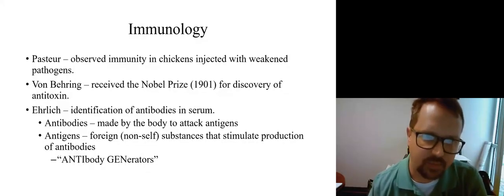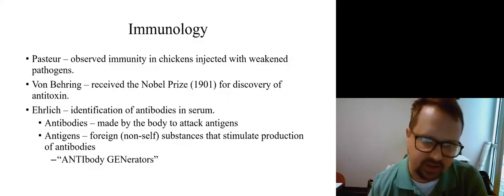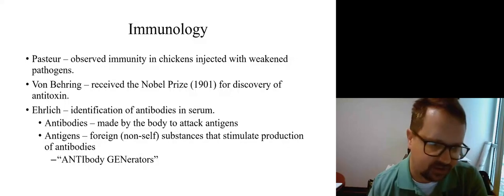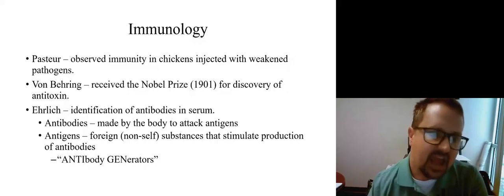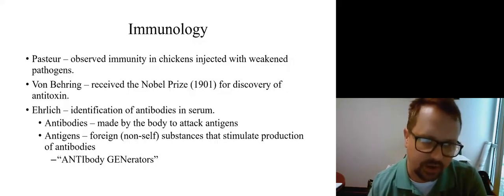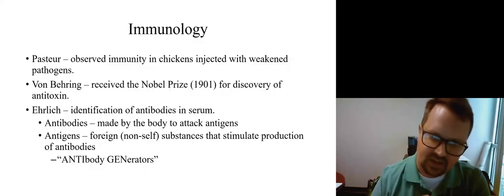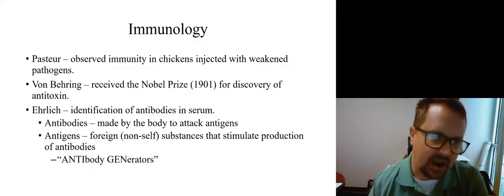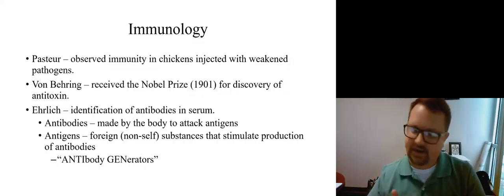Alright, so immunology goes back to Louis Pasteur, where he observed immunity in chickens injected with a weakened pathogen. Von Behring received a Nobel Prize for discovery of an antitoxin in 1901. Paul Ehrlich identified antibodies in serum. Antibodies were made by the body to attack antigens. Antigens are foreign substances that stimulate antibodies. I always say an antigen is anything that elicits an immune response. So they are antibody generators. That's where we get the name antigen, antibody generators.